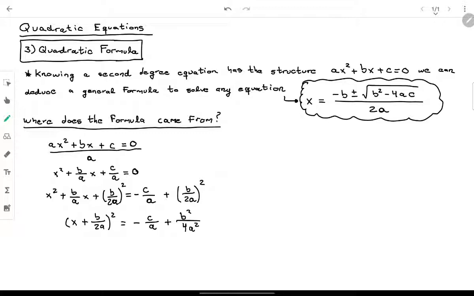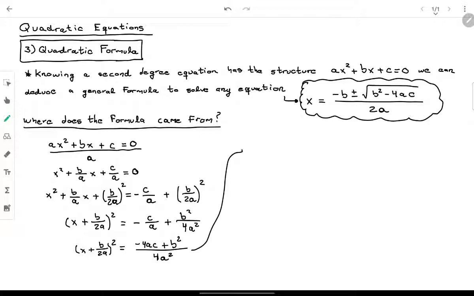So what happens here? I need to have them on a single fraction. The least common multiple is going to be 4a squared. That means if we compare the first one, we need to multiply by 4a. So it's going to be minus 4ac. The second one already has the same structure, so we copy the b squared. And on the other side, we have x plus b, all of it divided by 2a, all of it squared.